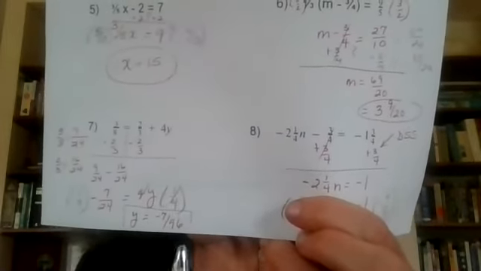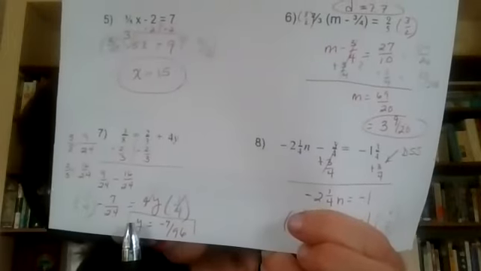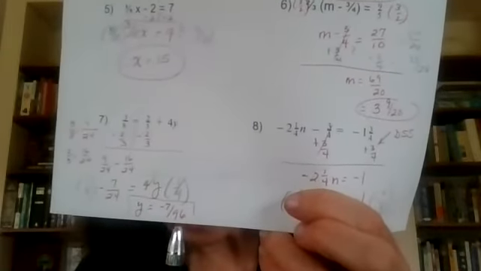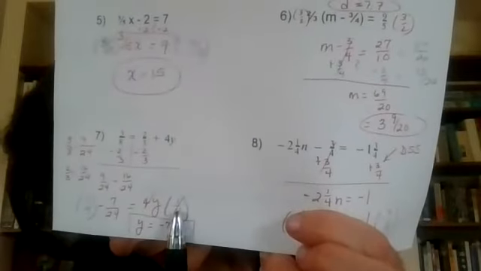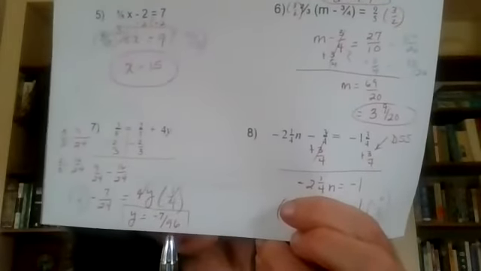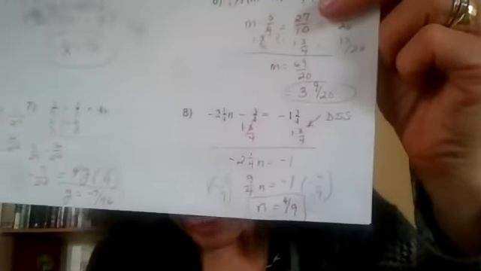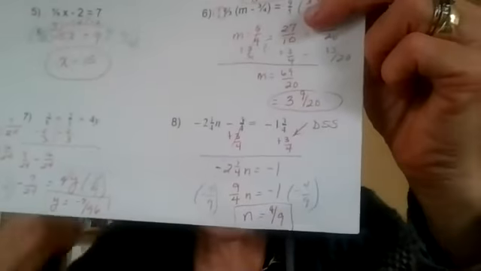1/4 times 4 is 1. So we're just left with y. And 1/4 times negative 7/24 is going to give us negative 7/96 for the final answer right here. Okay, last question. We have a mixed number here, a couple mixed numbers. See what we'll do in just a second.